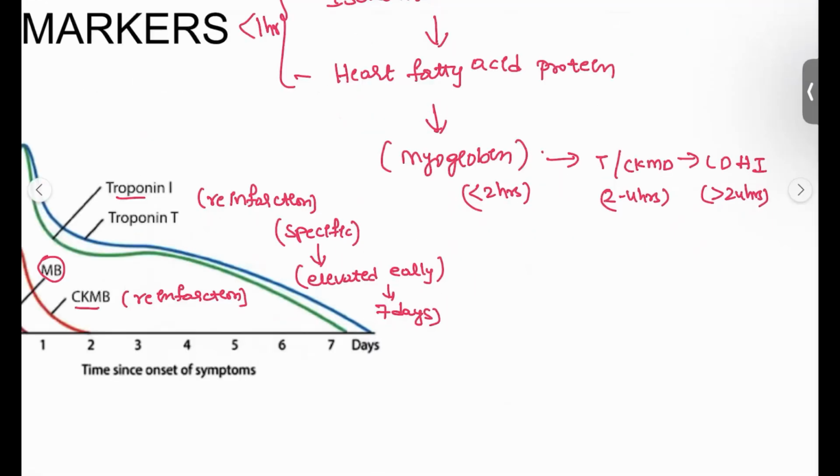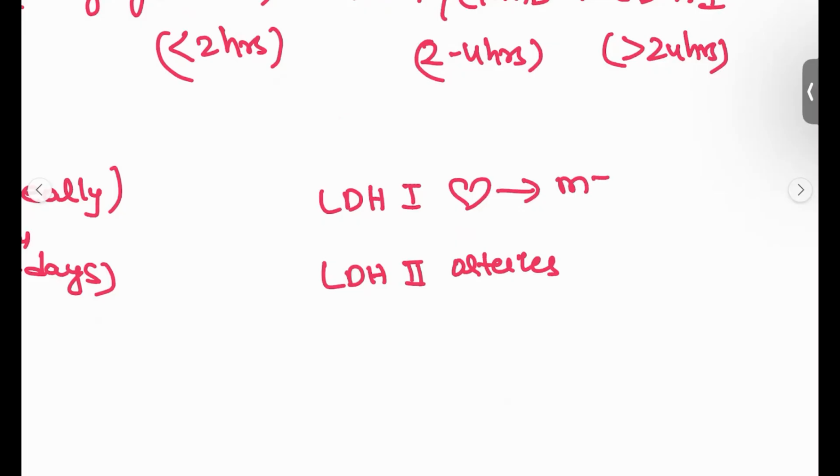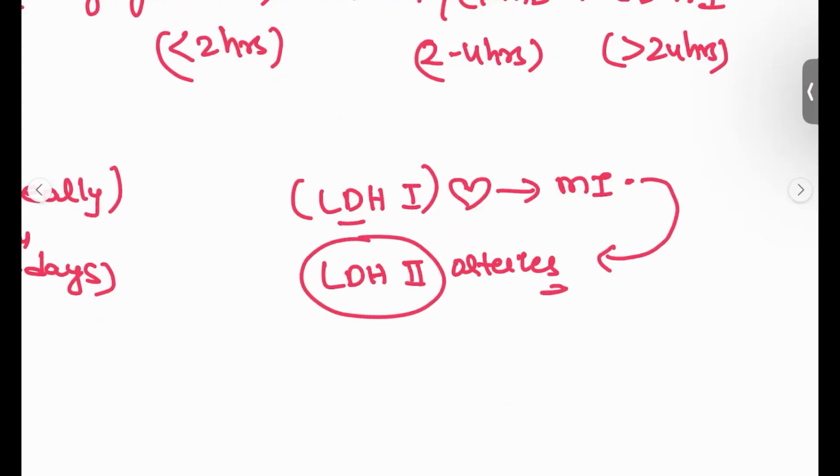And what is this LDH1? See, usually your heart will be having the LDH1, and LDH2 is present in the arteries. So if there is an MI, what happens? These MI markers like LDH will be traveling into the arteries. So instead of the LDH2, we are going to see the LDH1 positive. So this is also known as your flipped LDH.